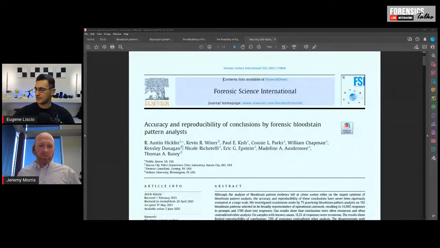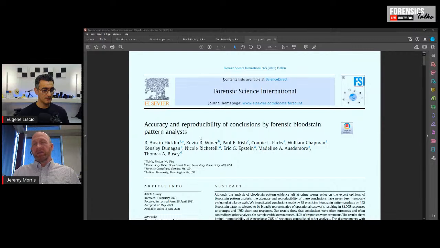I want to ask you about a paper that was written, and I believe it's fairly recent, last year or so: accuracy and reproducibility of conclusions by forensic bloodstain pattern analysis. Is this part of what was called the black box study? Is that what people were referring to before? Yes. So, what can you tell me about some of the conclusions here about how well people perform on different types of patterns?